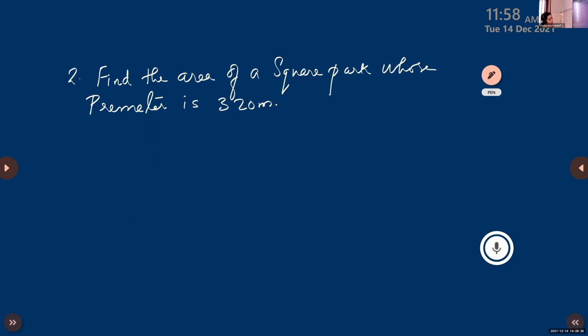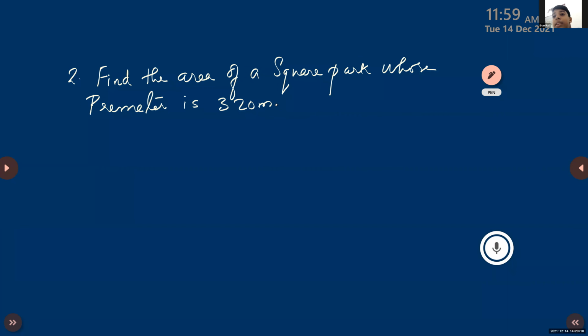So what we have to find out? Adi Dev, can you tell me? Ma'am, it is area of square. We have to find the area of a square park. So for that, what we have to find out first? Side into side. So we should find out what is the measure of one side, isn't it?